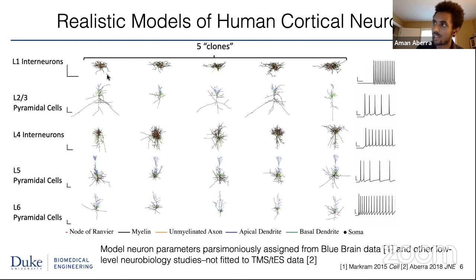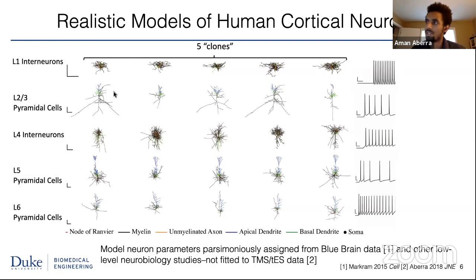This is showing the models that we extracted for the studies I'll be showing today, which include interneurons in layer 1 and layer 4, the neurogliaform cells and the basket cells, and pyramidal cells in layer 2/3, layer 5, and layer 6. So not only do we have each layer represented, but we have multiple virtual clones in each layer that are stochastically varied morphologies of each cell type, or each class of cell.